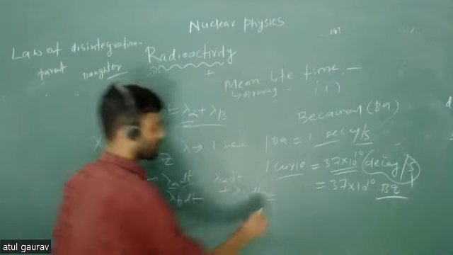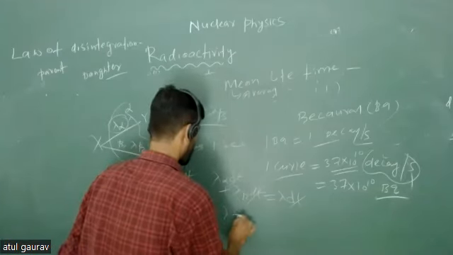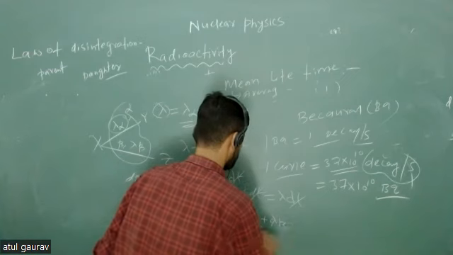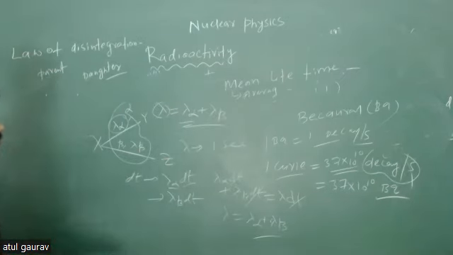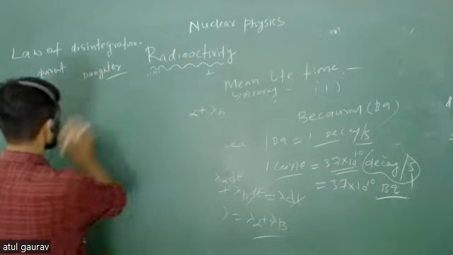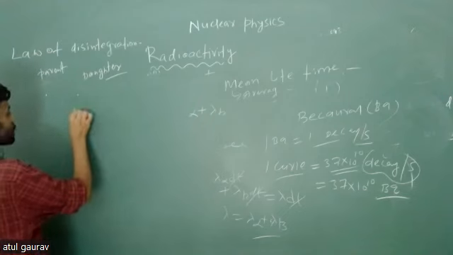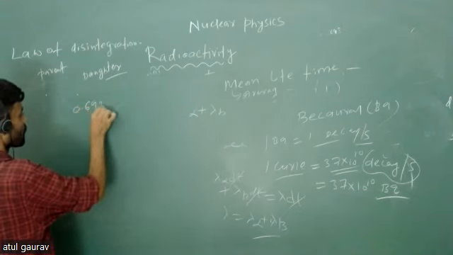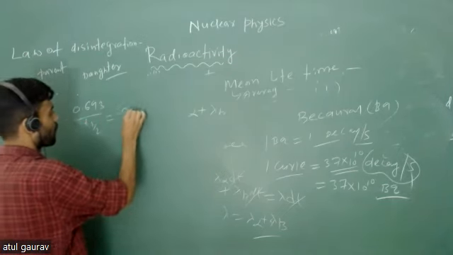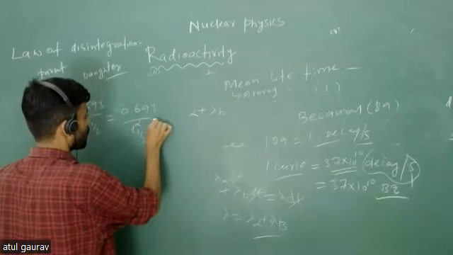And that should be, let us assume, lambda dt. So dt will be cancelled, you will get lambda equals lambda alpha plus lambda beta. Now if you know, you can write this in terms of half-life time. So 0.693 divided by t half equals 0.693 by half-life of alpha plus 0.693 by half-life of beta.